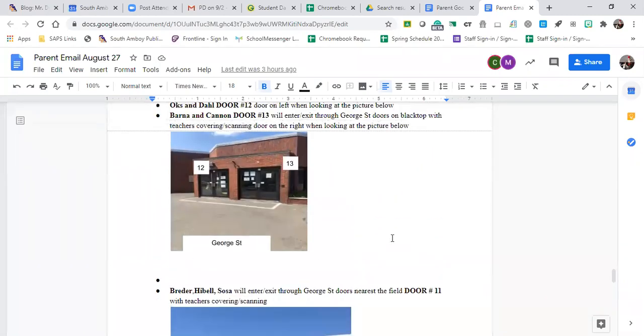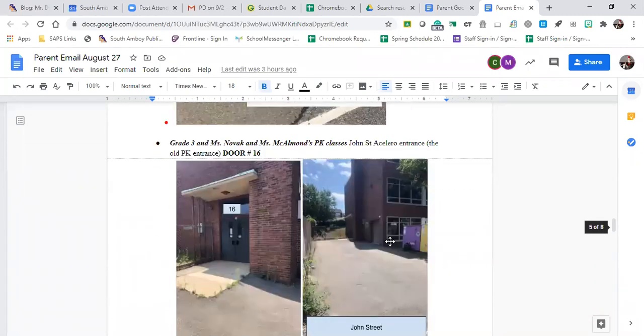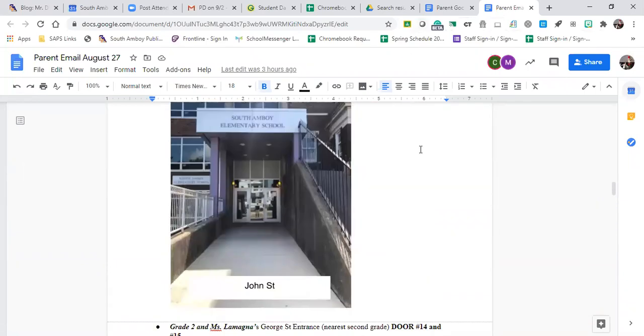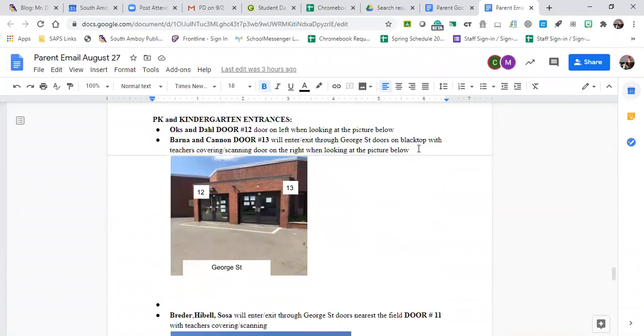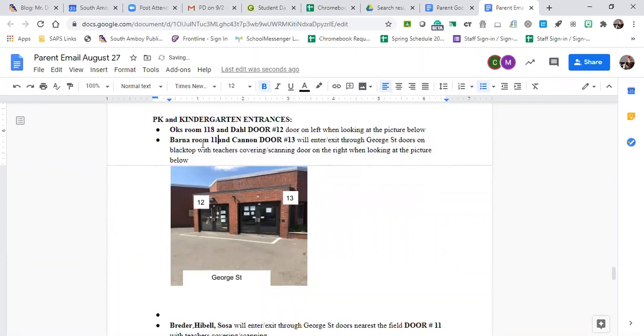Okay, so that is it. A question just came up, Mr. Dumpy, if you can scroll back down. Sure. So a question came through in terms of which homeroom is whose. Miss Oakes's homeroom is room 118, and Miss Barna's homeroom is room 116. So on the schedule, if it appears as room 118, that would be for Miss Oakes, so you would use door 12. And if it's 116, that's for Mrs. Barna, and you would use door 13.